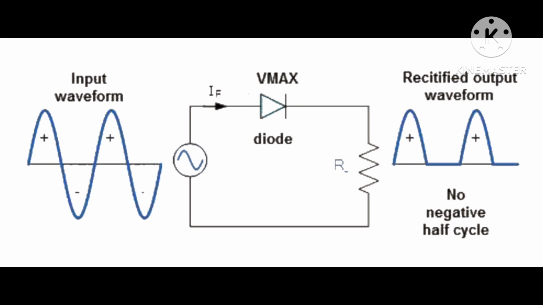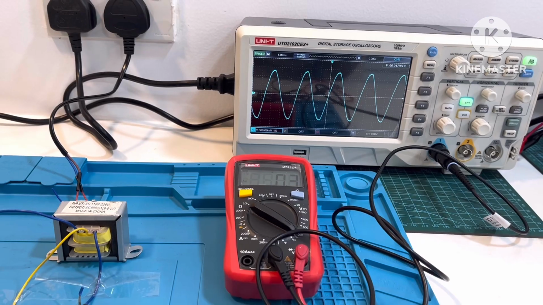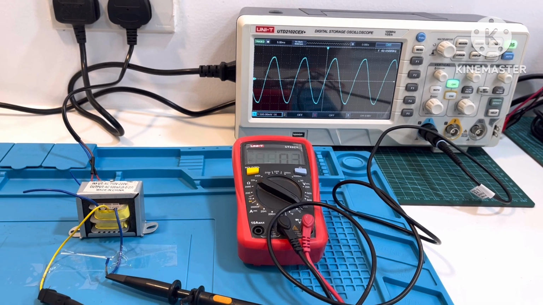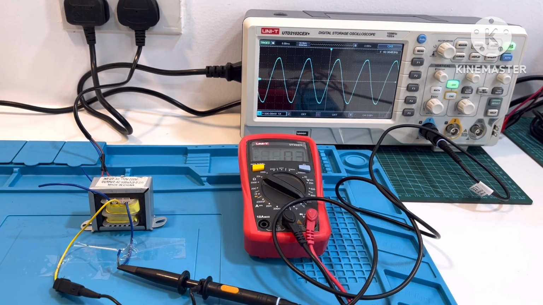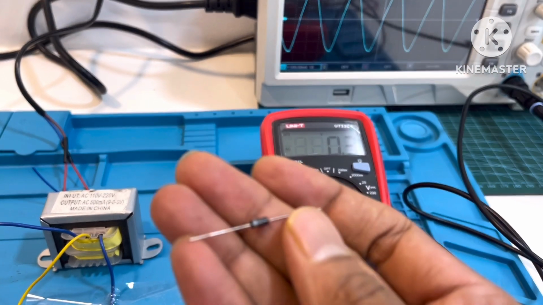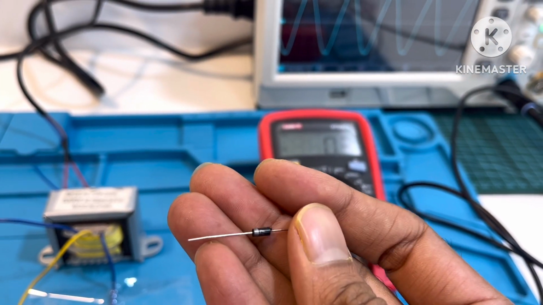A diode can be used as a rectifier. If we pass an AC voltage through a diode, the diode will rectify the AC voltage and it will cut off the negative half cycle. Here I use a 9 volt step down transformer. In the oscilloscope you can see I'm getting AC voltage. Now I will use this diode to rectify this AC voltage.